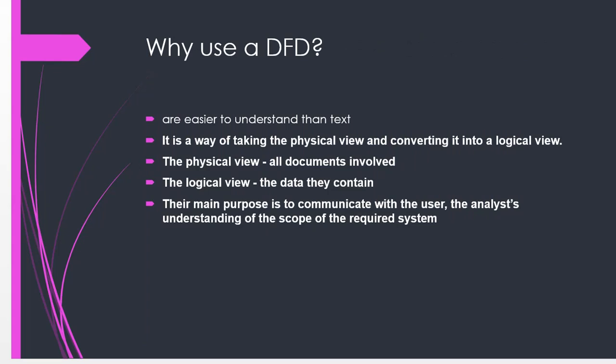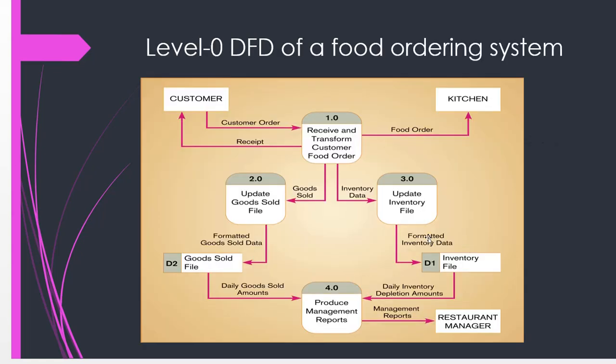So why do we even use a data flow diagram? Firstly, it's easier to understand than text. Definitely diagrams are easier to understand. It's also a way of taking the physical view and converting it into a logical view. So instead of just taking this information which is happening within the restaurant physically, we can actually draw it down on paper and show a logical view of exactly what is going to be happening as we translate the physical situation into a computerized situation.